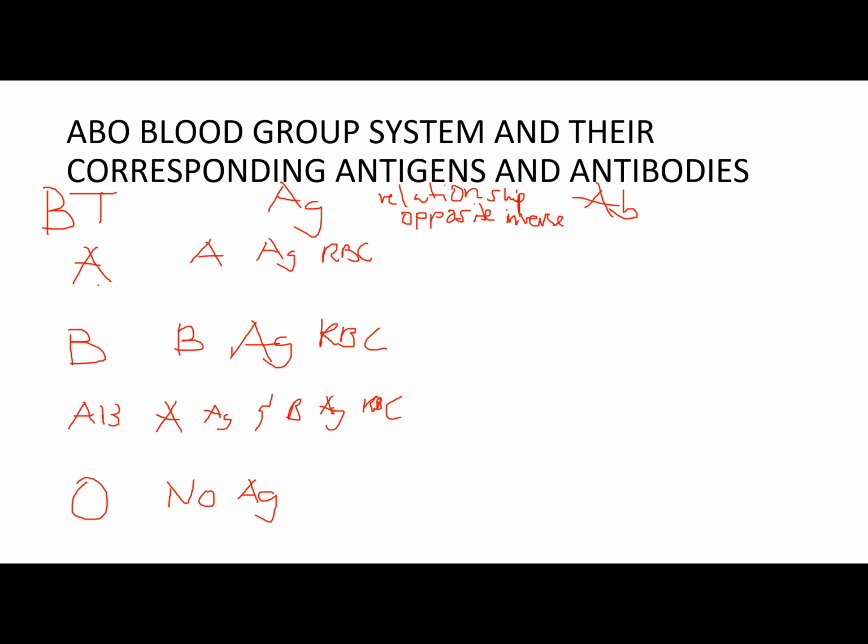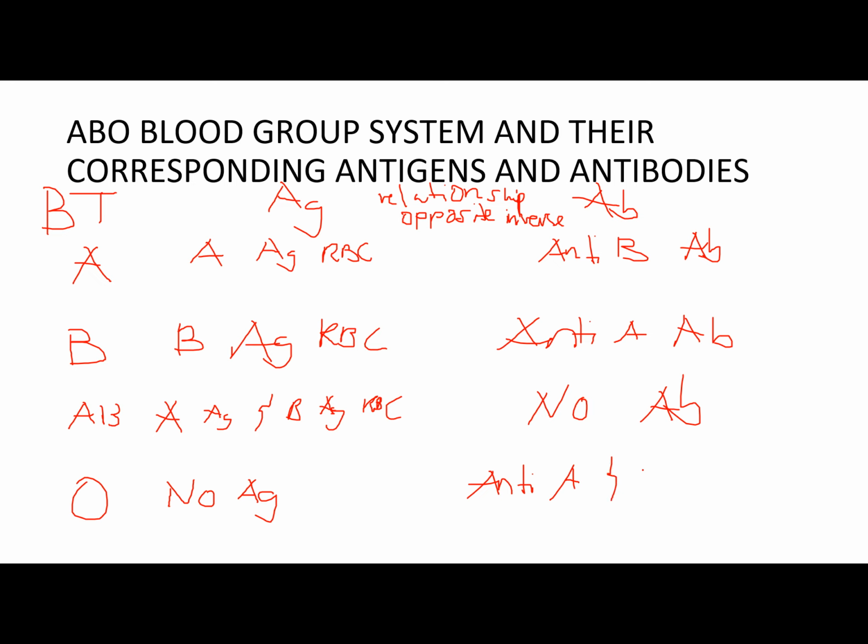So if you're blood type A, you would have the anti-B antibody. For blood type B, you would have the anti-A antibody. For blood type AB, since it has both A and B antigen, it has no antibody. And for blood type O, class, since there is no antigen, it has anti-A and anti-B antibody. Now, these are the basic principles or the rules about your blood typing.